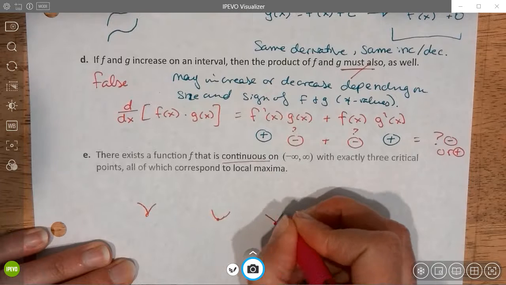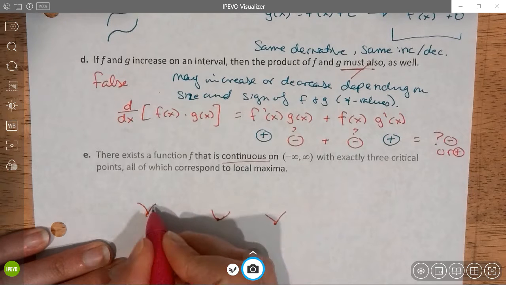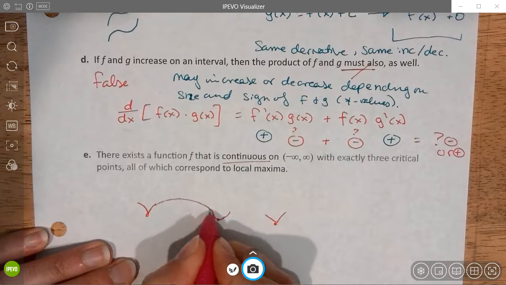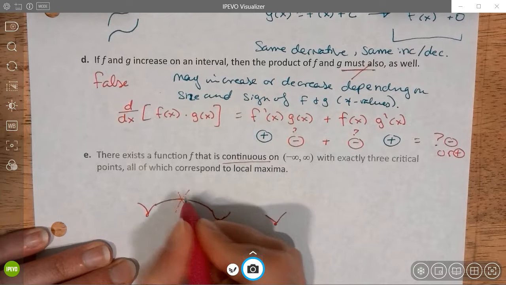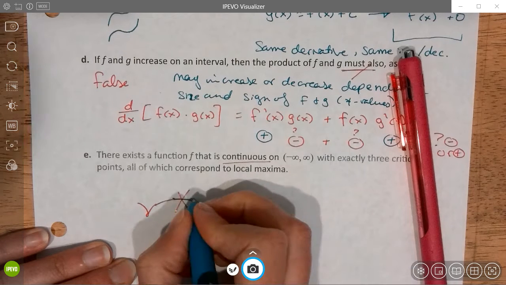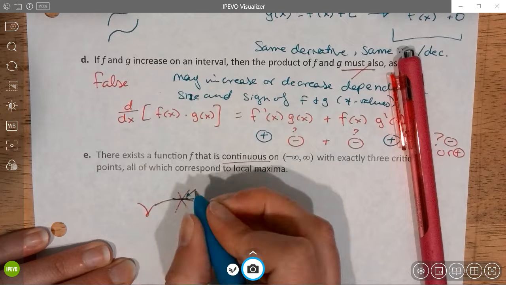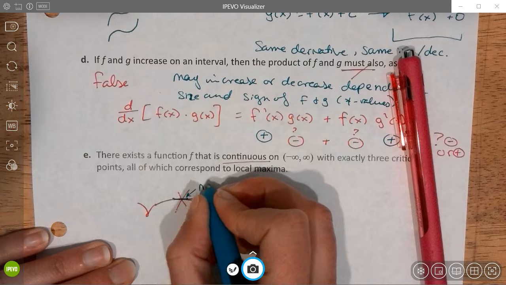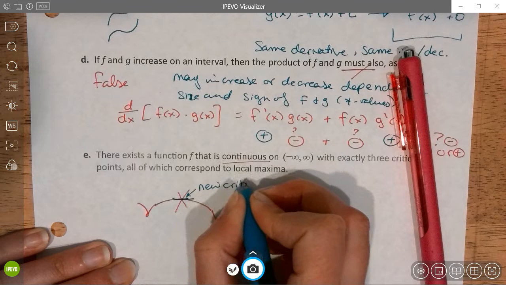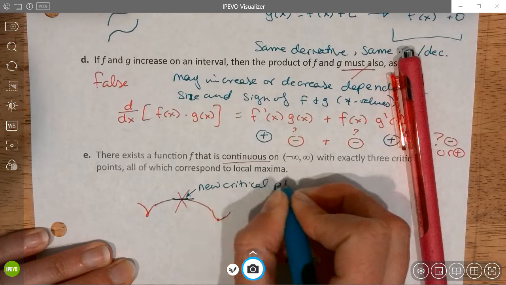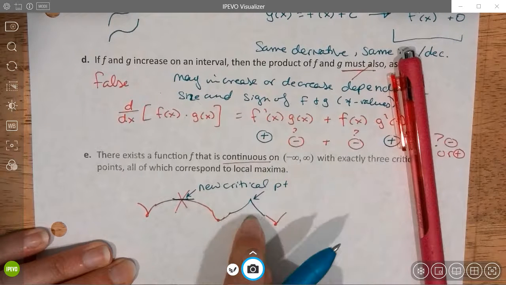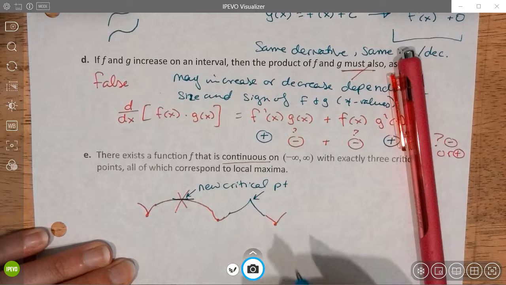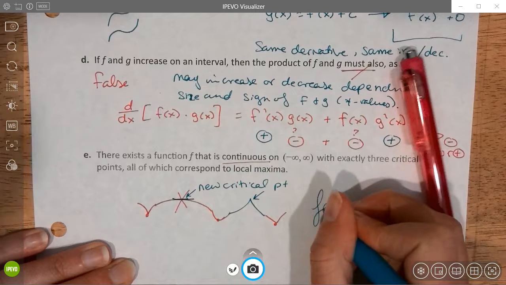If they're all minima and it's continuous, it's going to have to connect back through. And if it has to connect back through, you have another critical point because you have a place where the derivative equals 0. So I can't connect between those in any way that's not going to give me a new critical point. So this one's going to be false. They cannot all be minima.